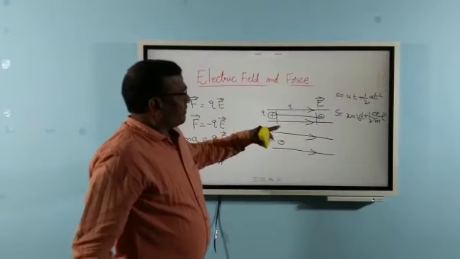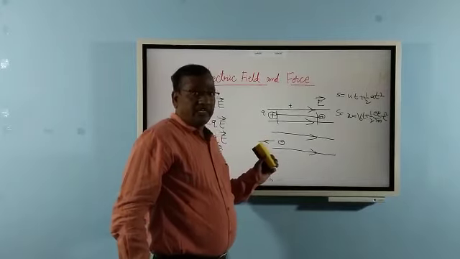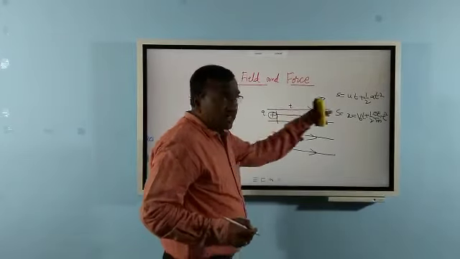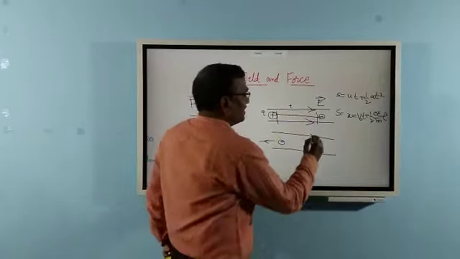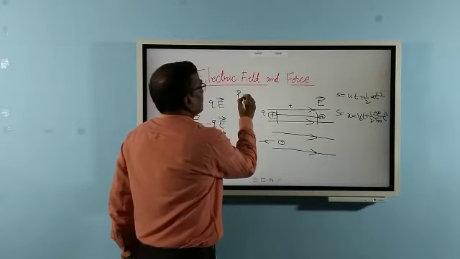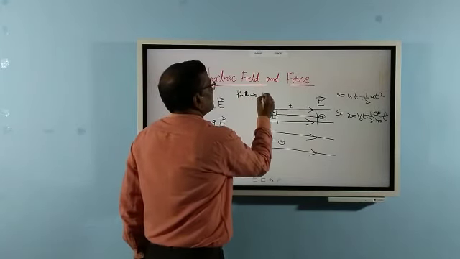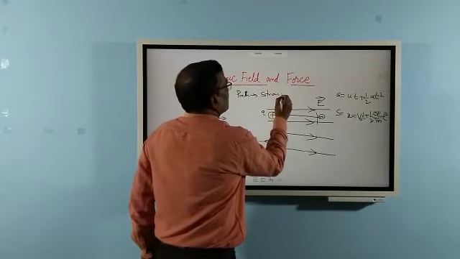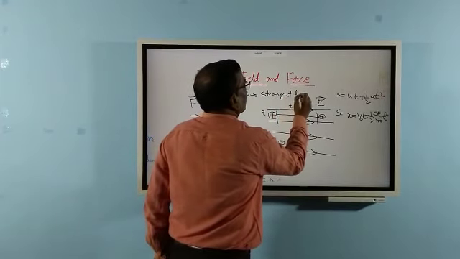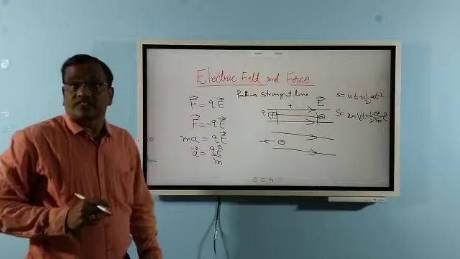This is the way we can find the path of the charged particle. The path is also very important. Here the particle is going straight, so the path is a straight line. The path of the charged particle is a straight line.